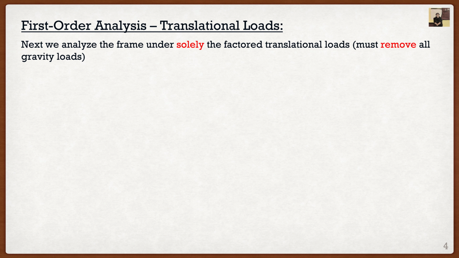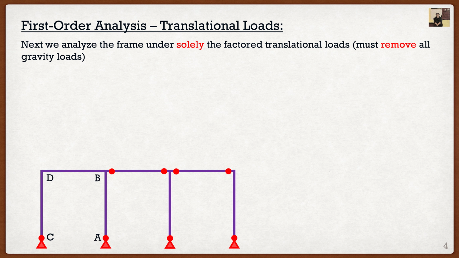So just like before in gravity loads, we need to isolate the frame from all the loading and only apply very specific loads. In the gravity load analysis, we only applied gravity loads. In this particular case, we are only going to apply translational loads. So again, we removed all the gravity loads. So we have our frame here, it's looking good, and we need to apply a lateral load to this frame.